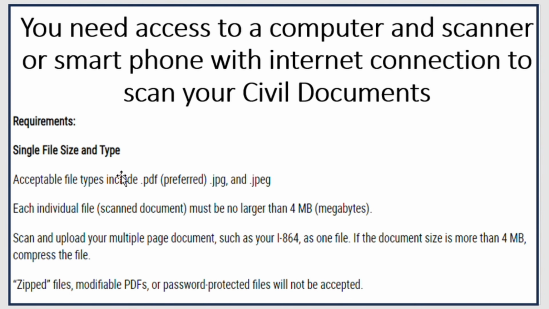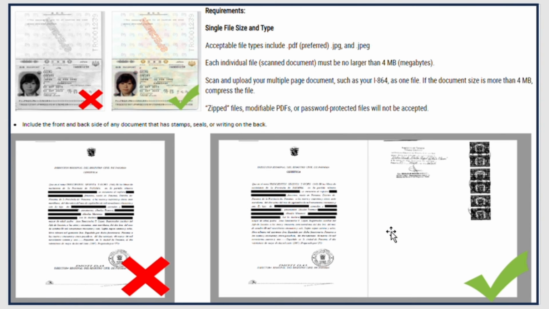You need access to a computer and scanner, or a smartphone with an internet connection, to scan your civil documents. Of course, everybody knows that. And they have to be in this format: PDF preferred, JPG, and JPEG, and must be less than 4 megabytes, and must be clear. They give you the requirements right here. If you can see this, they give you an idea of what the requirements are.